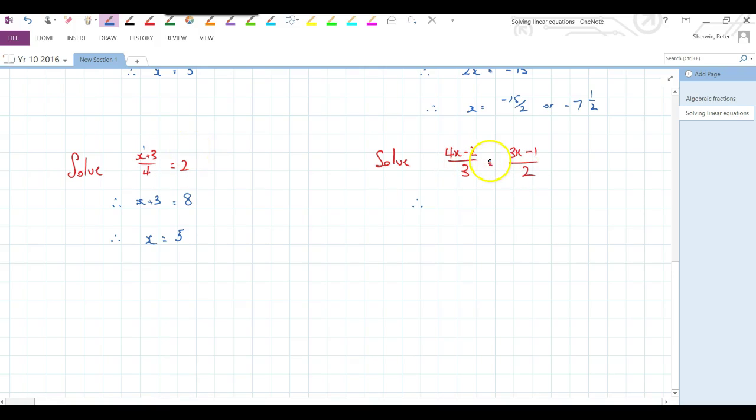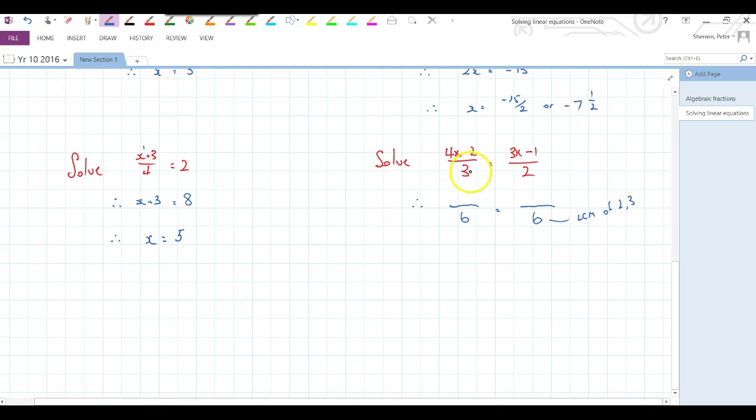But here we've got 2 different denominators. Best thing I think to do is firstly get your denominators the same. So let's get them both over 6, and I know I can do that because 6 is the lowest common multiple of 2 and 3. Right, that's the LCM, lowest common multiple of 2 and 3.